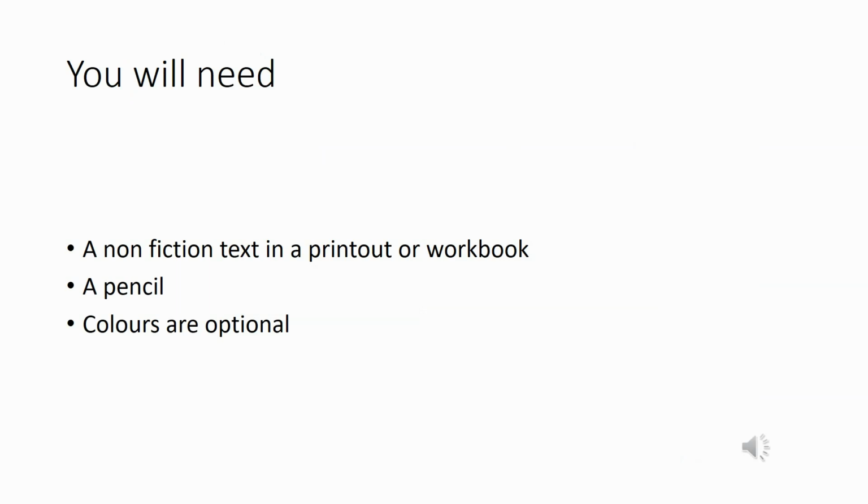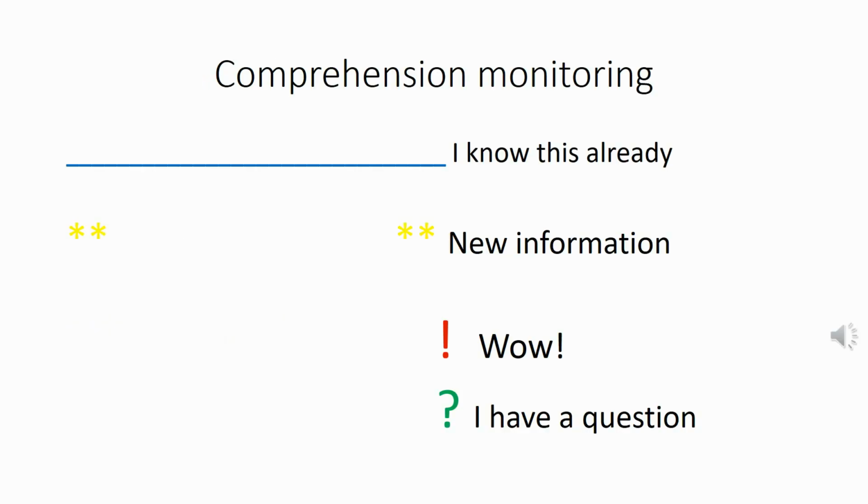For this, you will need a non-fiction text that you are allowed to write on, like a printout or a workbook and a pencil. You can use colours if you like. What we do when we read a non-fiction piece in school is we mark the page with a code. Every time we see a piece of information we knew already, we put a line under the words. If you see a piece of information you didn't know, put 2 stars on it.